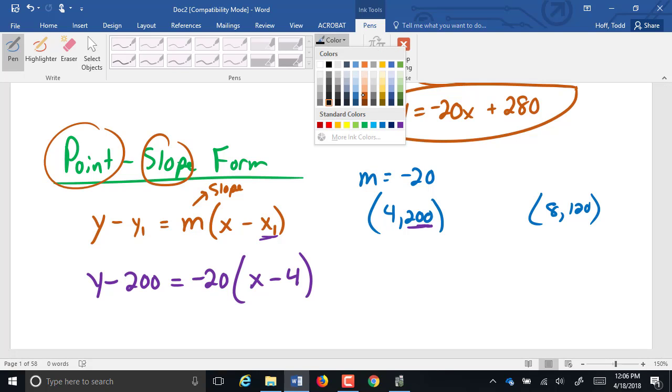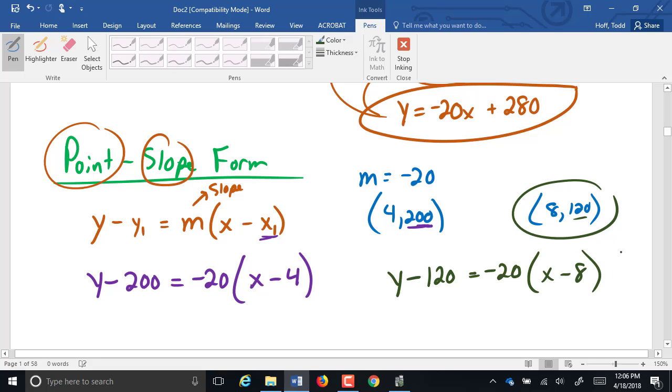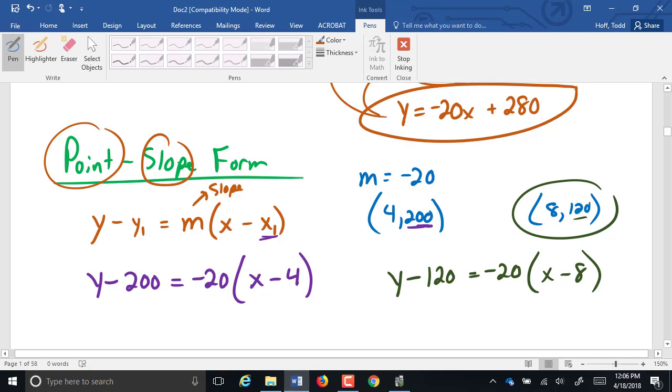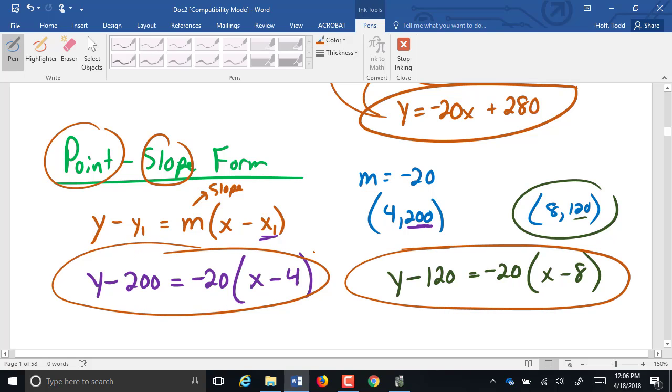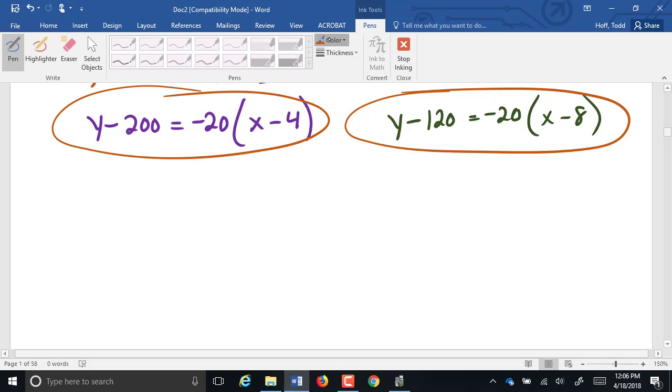Now you might ask, well, what if we had used that other point, the 8, 120? Well, then our equation would be y minus the y coordinate there, 120, equals, the slope is still negative 20, times x minus the x coordinate there, 8. And believe it or not, these are equivalent equations. Now you could leave either one of them just as they are. That is a perfectly legitimate equation. To show they're equivalent, I'm going to convert them both into that slope-intercept form that we've been working with.